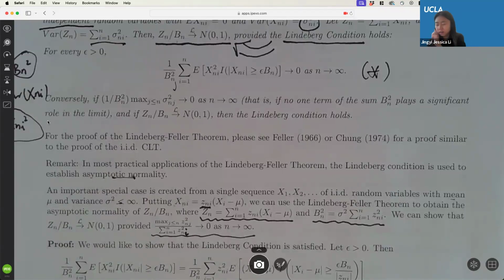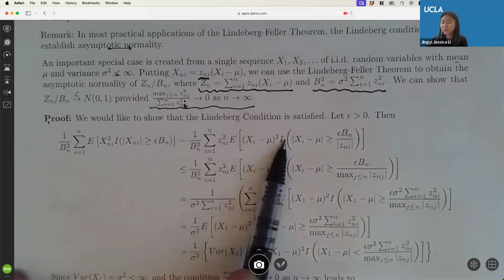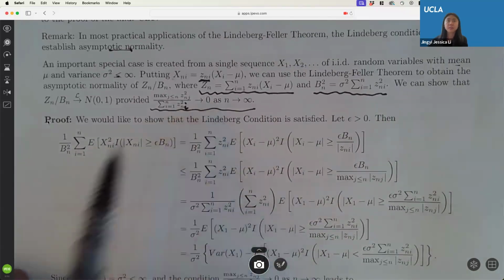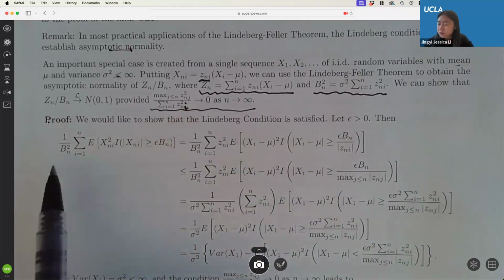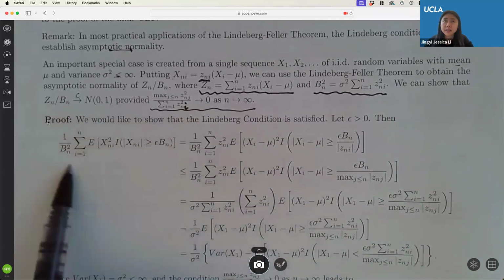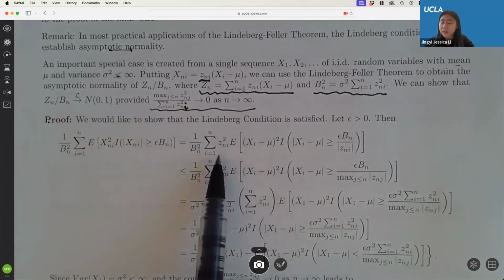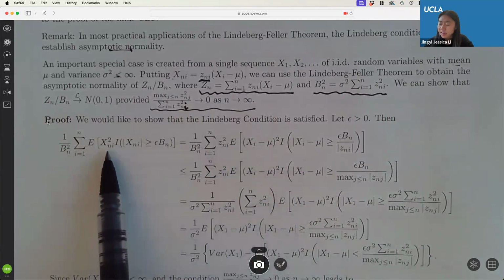Okay, and let's take a look to see why this satisfies the Lindeberg condition. We're just trying to show that the Lindeberg condition is satisfied by this condition. So recall that we need to show that this thing goes down to 0, right? That's the Lindeberg condition.